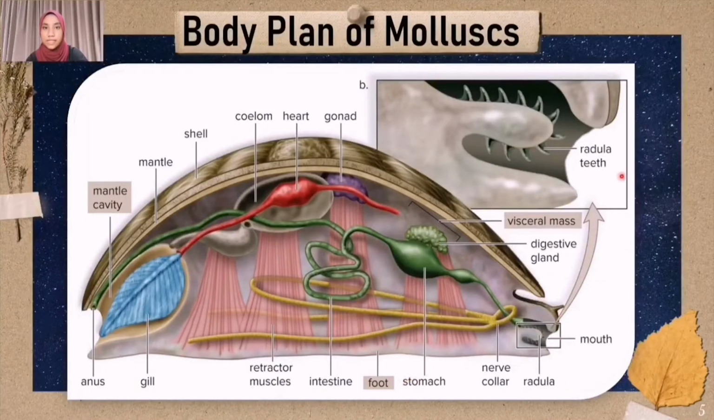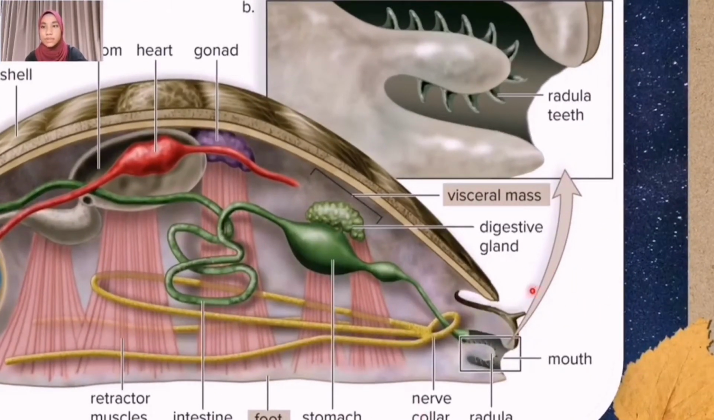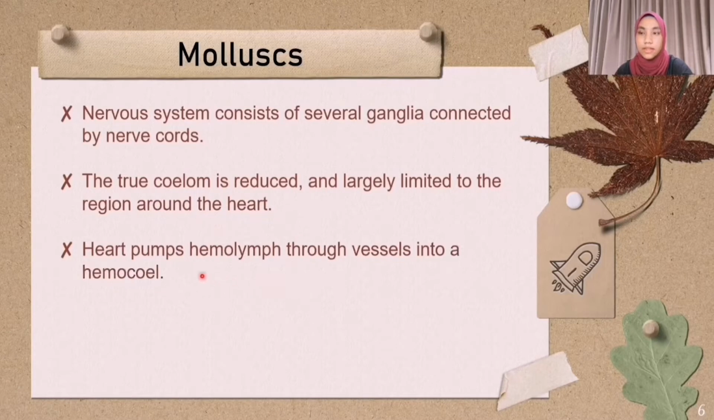As we can see here, this is a body plan of mollusks. Another feature often present in mollusks is the rasping tongue-like radula, an organ that bears many rows of teeth and is used to obtain food. The nervous system of mollusks consists of several ganglia connected by a nerve cord. The true coelom is reduced in mollusks and largely limited to the region around the heart. The heart pumps blood, more properly called hemolymph, through vessels into sinuses, collectively called the hemocoel.